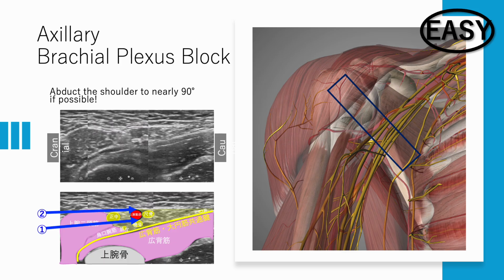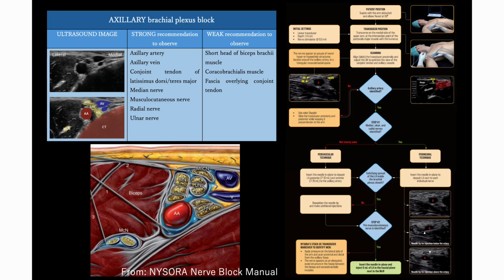Next, let's look at the axillary approach. This block is used for analgesia from the elbow down to the forearm. It's also considered a Plan A. Ideally, the arm should be abducted to 90 degrees, but in the emergency department, that positioning isn't always easy. I will present the anatomical structures that should be identified in the axilla, along with a flowchart.